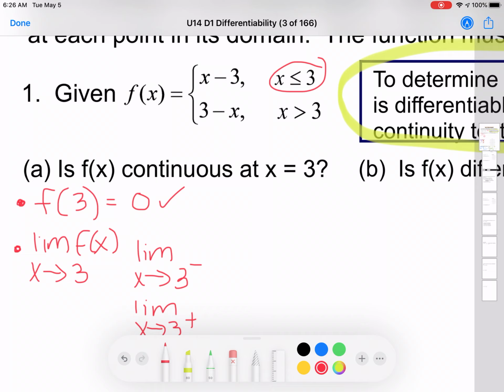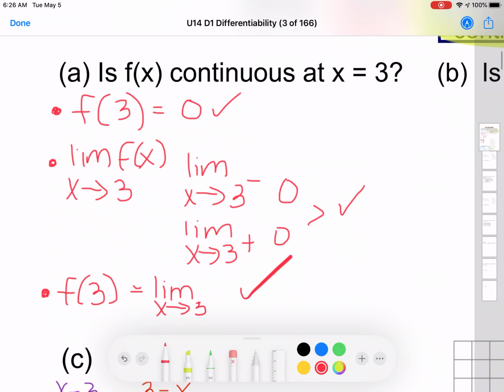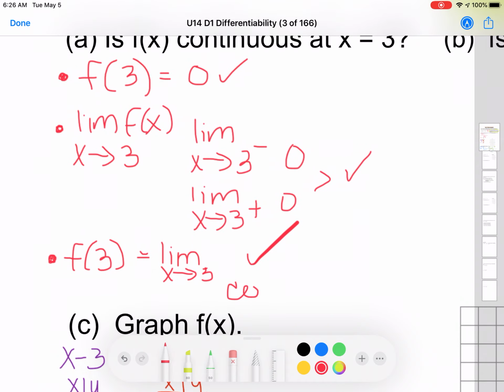So if I plug in, 3 minus 3 is 0. Now I'm going to approach 3 from the right, so we're going to be a little bit bigger than 3. So x is greater than 3, and I'm going to use this piece. When I plug in, 3 minus 3 is 0. So now the limit does exist. Does the function value equal the limit? It does, so we can say that this is continuous.